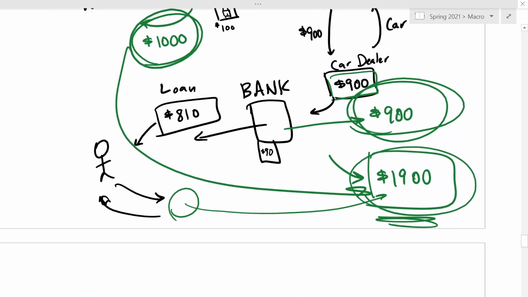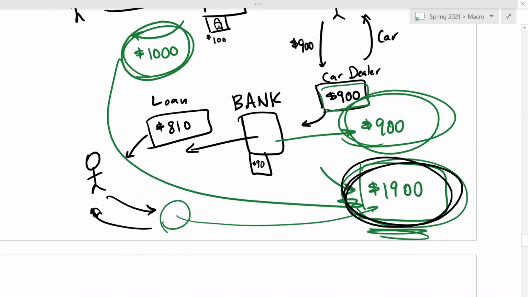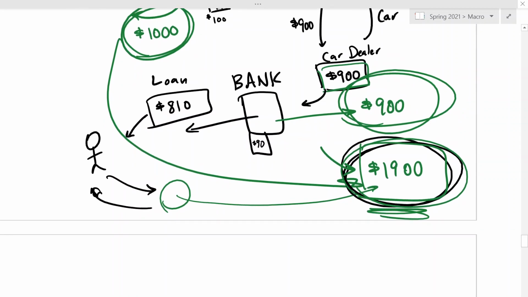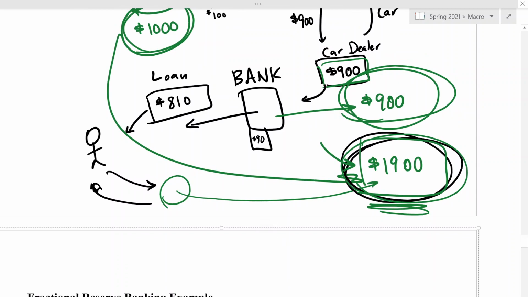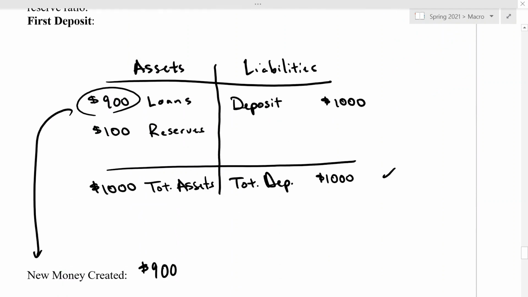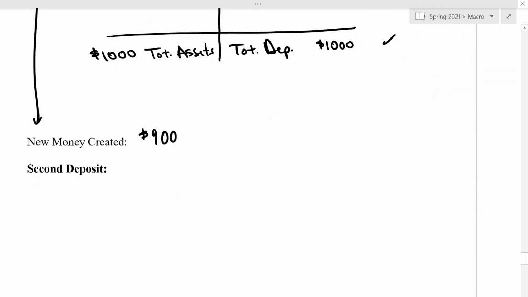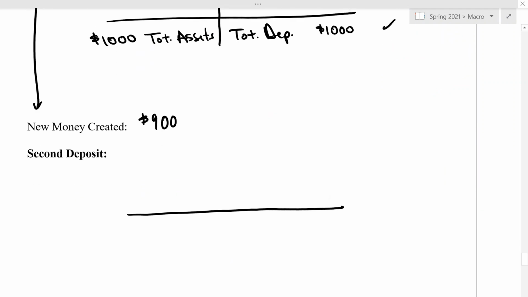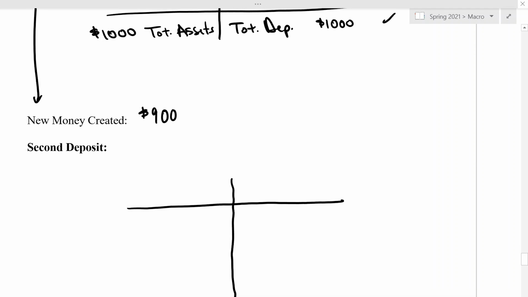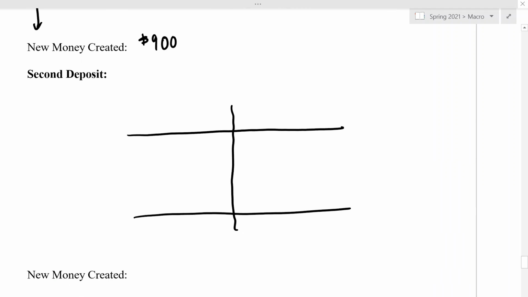And so what happens next? The bank, that $900 ends up in another bank, opt for another loan. Let's build that second step. So the car dealer, they take their money off to the bank, and they deposit that $900.